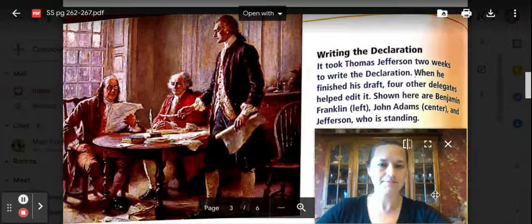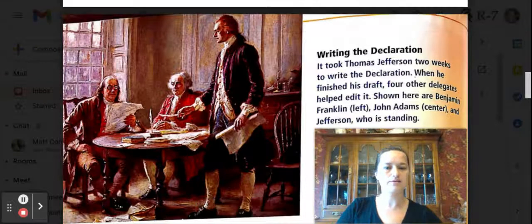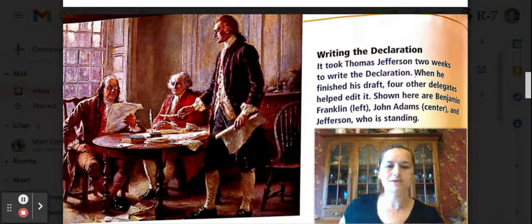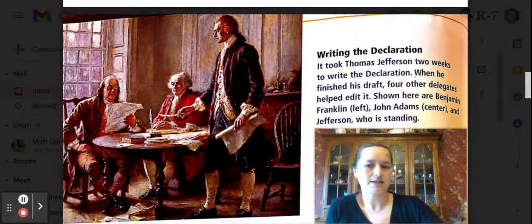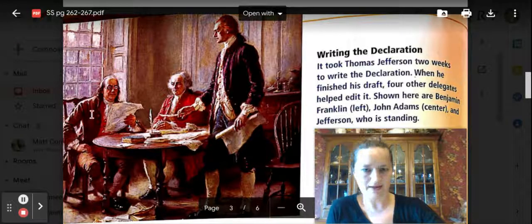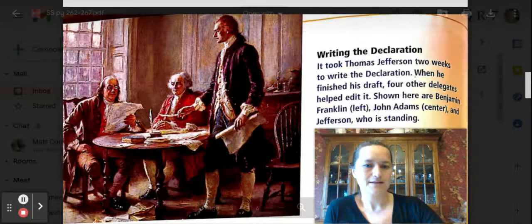You can see this caption here is called Writing the Declaration. It took Thomas Jefferson 2 weeks to write the Declaration. When he finished his draft, 4 other delegates helped edit it. Shown here are Benjamin Franklin, right there on the left, John Adams, right there, and Thomas Jefferson, who is standing.